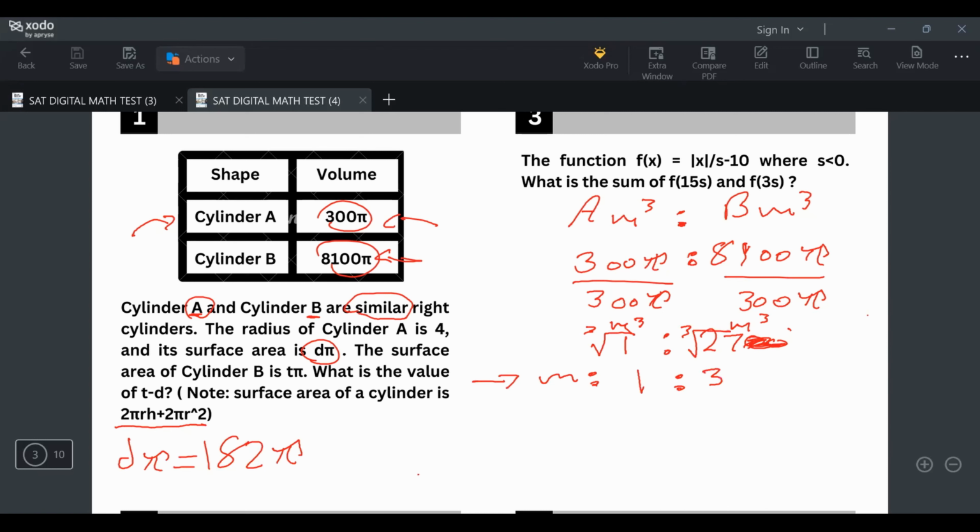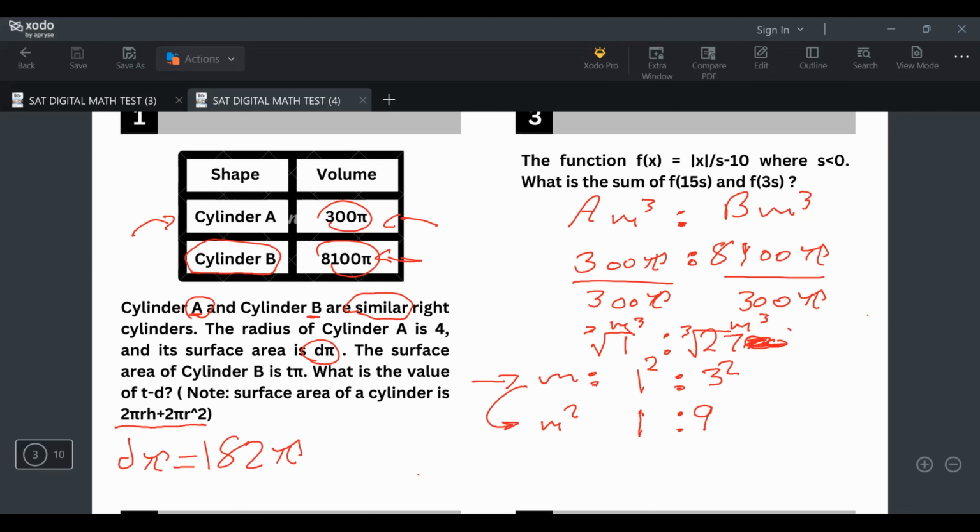That is in meters. We need to find the ratio in meters squared to find the surface area of cylinder B, since both cylinders are similar. For the new ratio in meters squared, we will power each side by 2. So we will have 1 to the power of 2 is the same as 1, and 3 to the power of 2 is equal to 9. Now we have the ratio between the surface areas of the two cylinders.